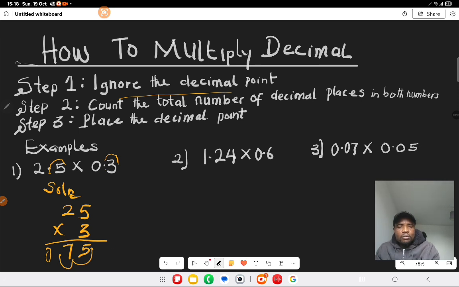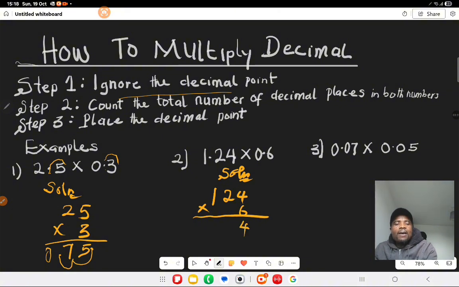Then let's consider 2. We have the solution. If we have 1.24 times 0.6, we ignore the decimal point. We write it to be 124 times 6. And when we multiply, 6 times 4 gives us 24. Carry 2. 6 times 2, 12 plus 2, 14. Carry 1. And 6 times 1, 6 plus 1 gives us 7.